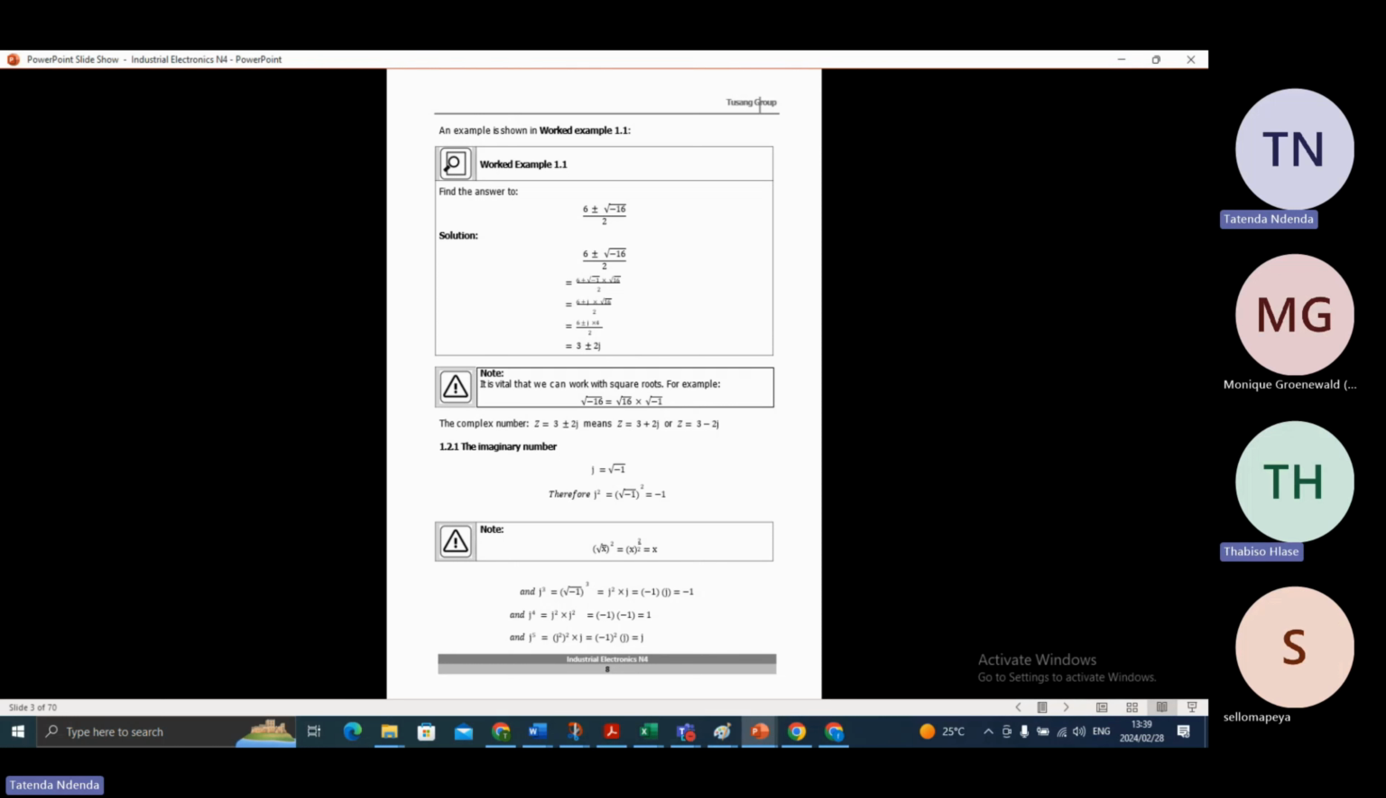So we can use either I or j. You can use I or you can use j. Okay. So they are saying the imaginary number j is equal to root of negative 1.